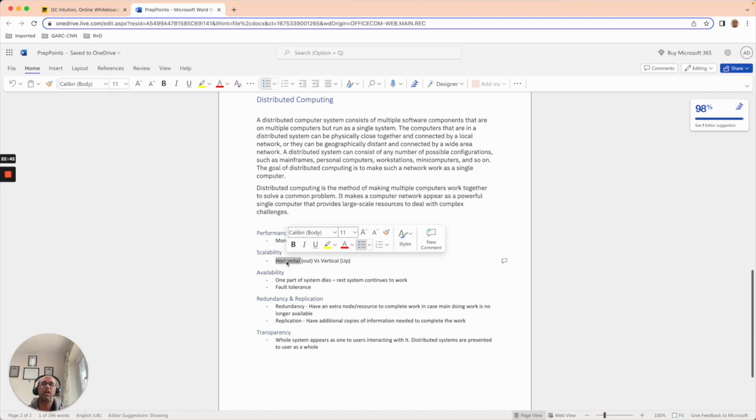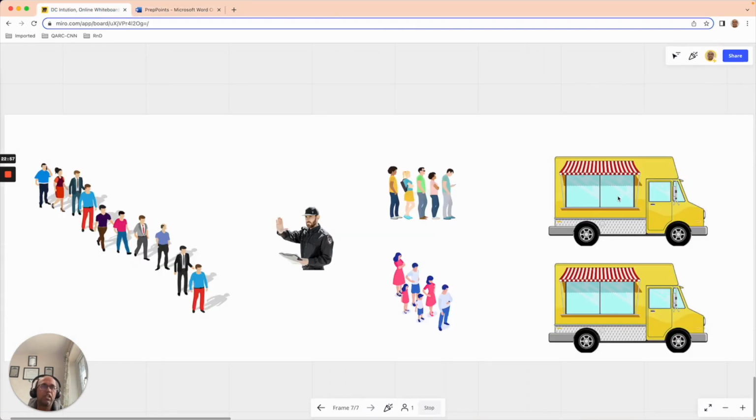Now let's talk about availability. This is a very important concept of distributed systems. One of the benefits of a distributed system is performance, but another benefit is availability. So again, go back to the system. Let's say that the burner in this food truck for some reason is having issues, something went wrong.